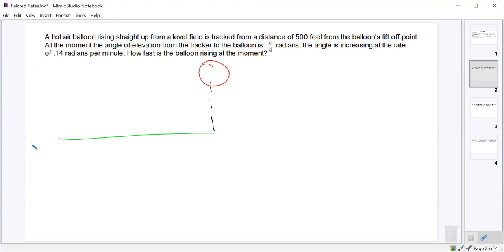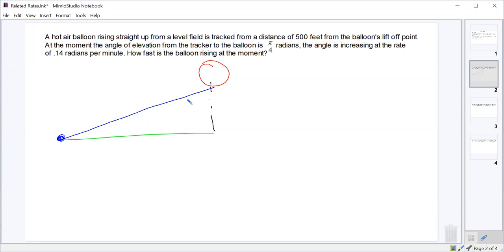And here we are over here, we are blue, tracking this hot air balloon as it rises, looking at the angle. So this is the situation we're looking at. We've got a hot air balloon rising up. We're standing away on a level field looking at it. We're tracking the angle, and we're going to use that to determine how fast the balloon itself is rising.